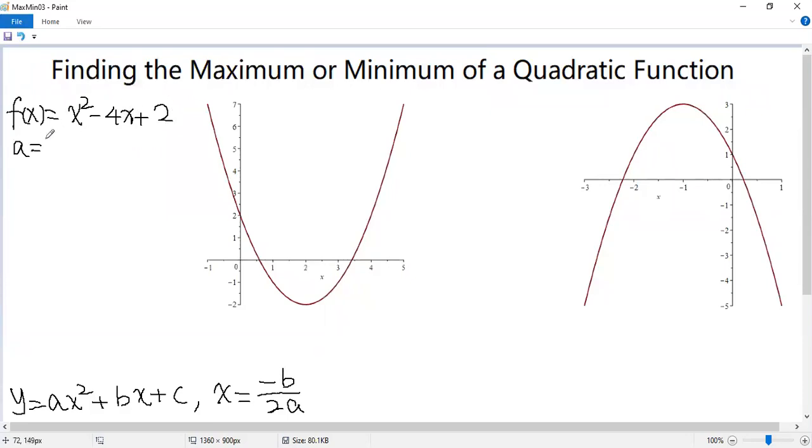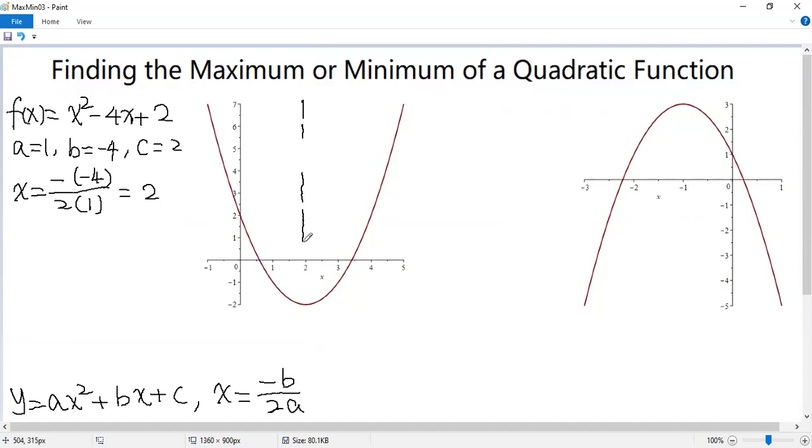So we know a equals 1, b equals negative 4, c equals 2. So the x coordinate of the vertex is x equals negative b, which is negative 4, over 2 times a, which is 1. So we get 4 over 2 equals 2. So you see the axis of symmetry is x equals 2. And 2 is also the x coordinate of the vertex.